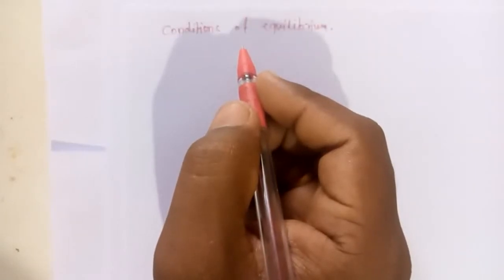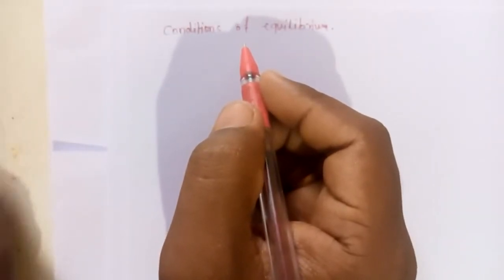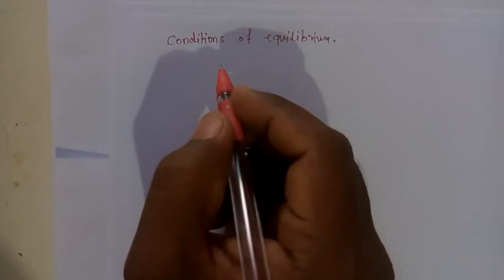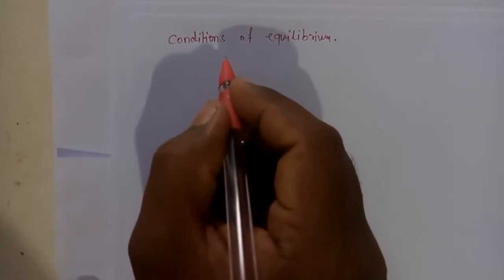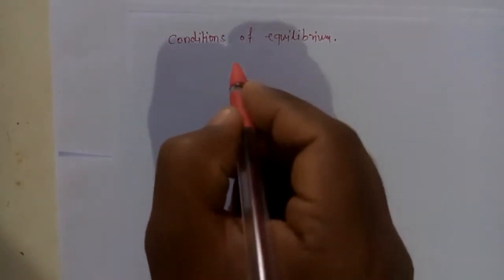Now, as we have finished with what is equilibrium, let us see what are the conditions that are required for equilibrium, or to find whether the given system is in equilibrium or not. What conditions are required, that we are going to discuss over here. The conditions of equilibrium. We know that there are different types of force systems available.